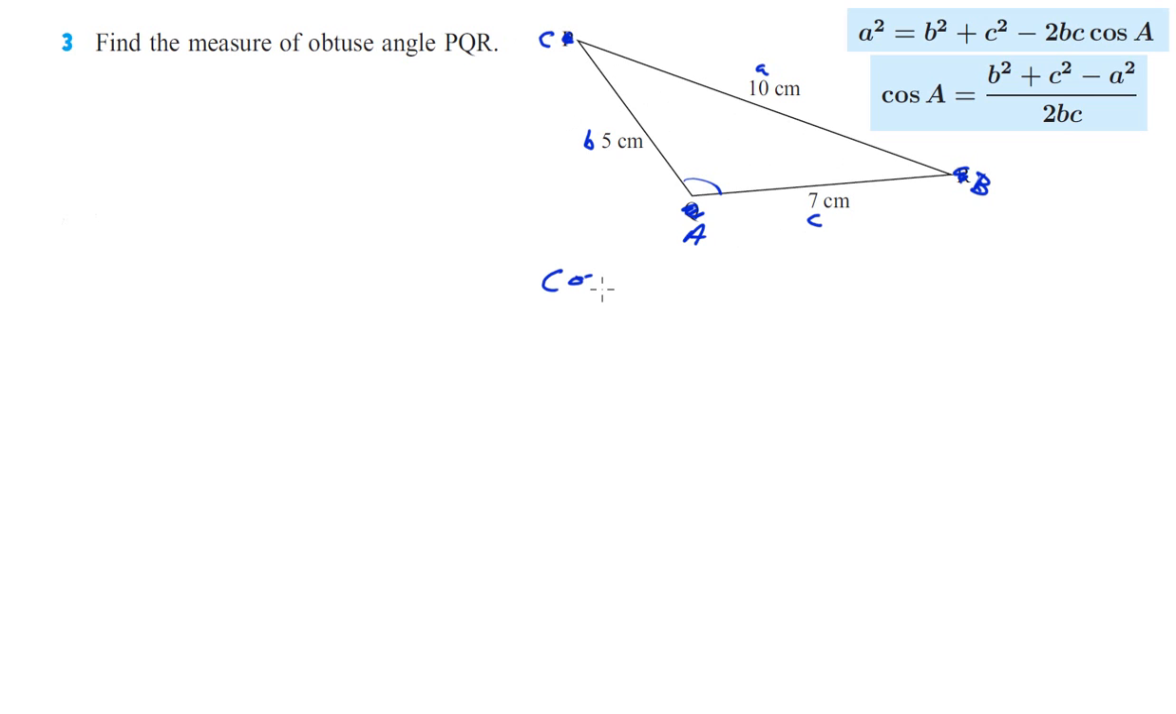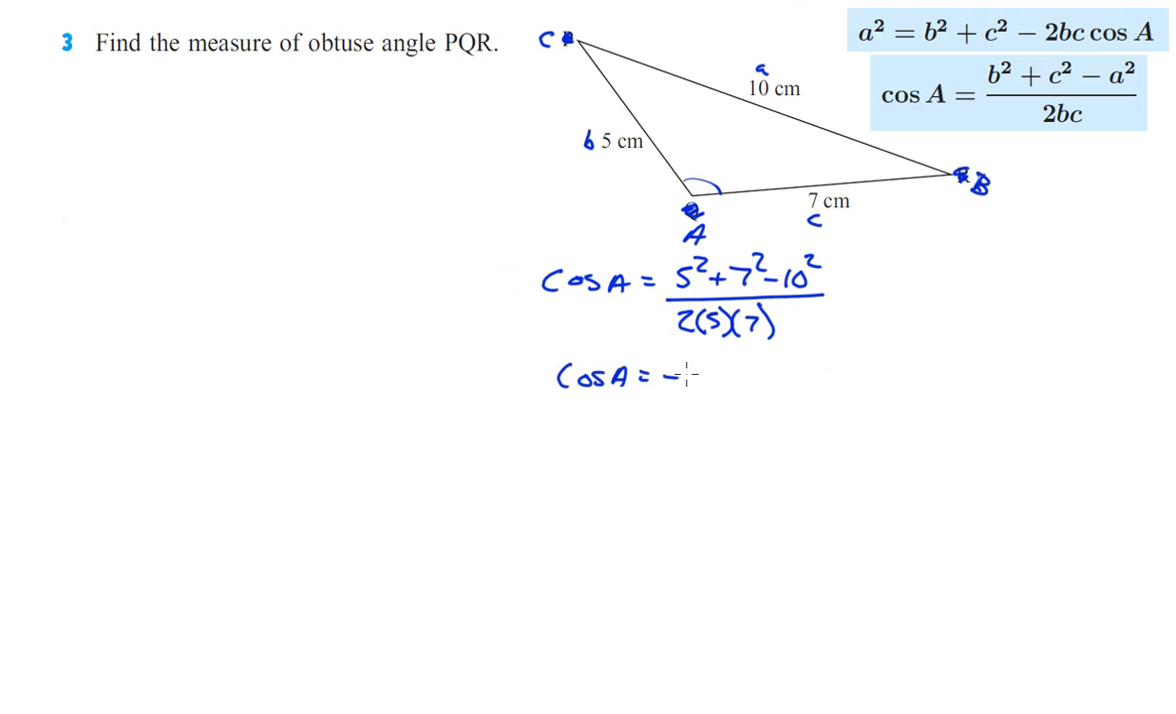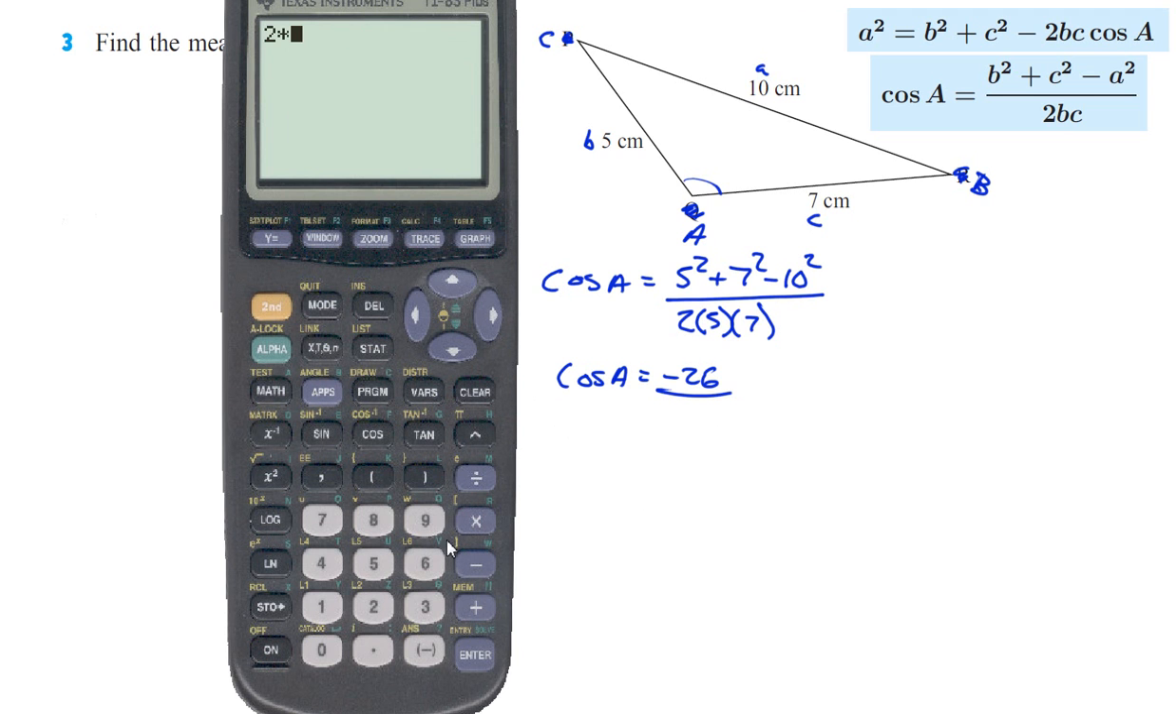Okay, so cosine of A equals B squared, which is 5, plus C squared, which is 7, minus A squared, which is 10, all divided by 2 times B, which is 5, times C, which is 7. Plugging that into our calculator, we get 5 squared plus 7 squared minus 10 squared, and that gives us negative 26, which is weird, but don't worry, it'll work out. Then 2 times 5 times 7 gives us 70.